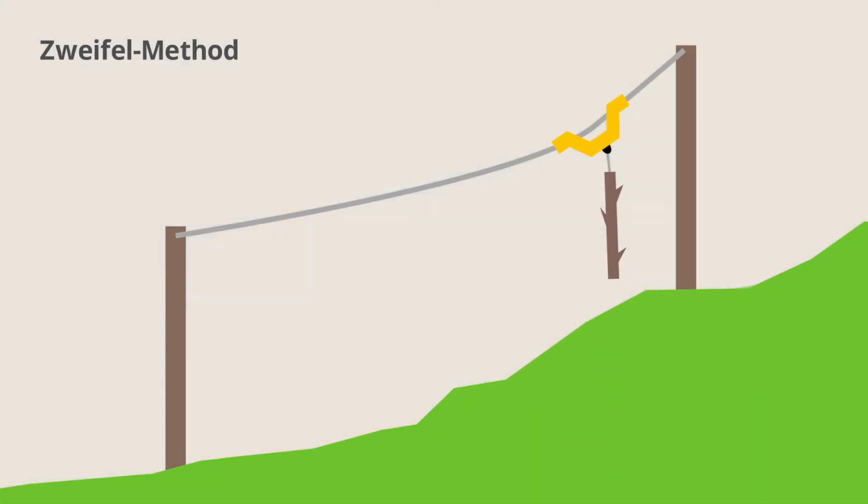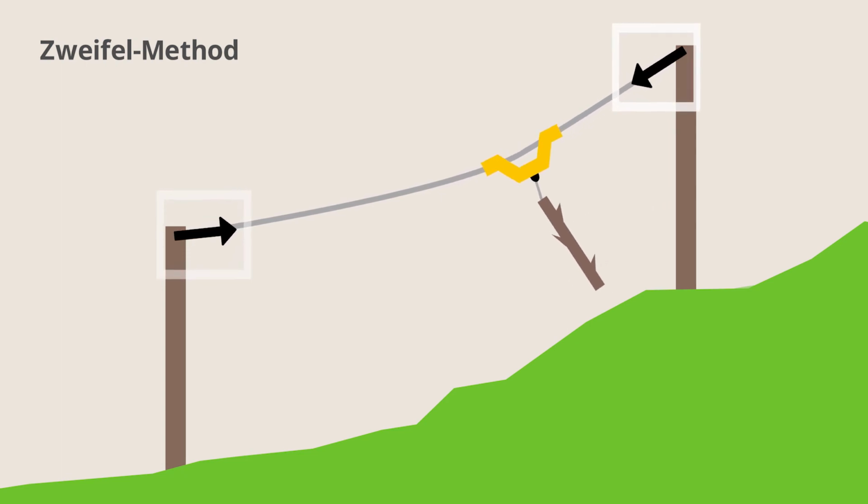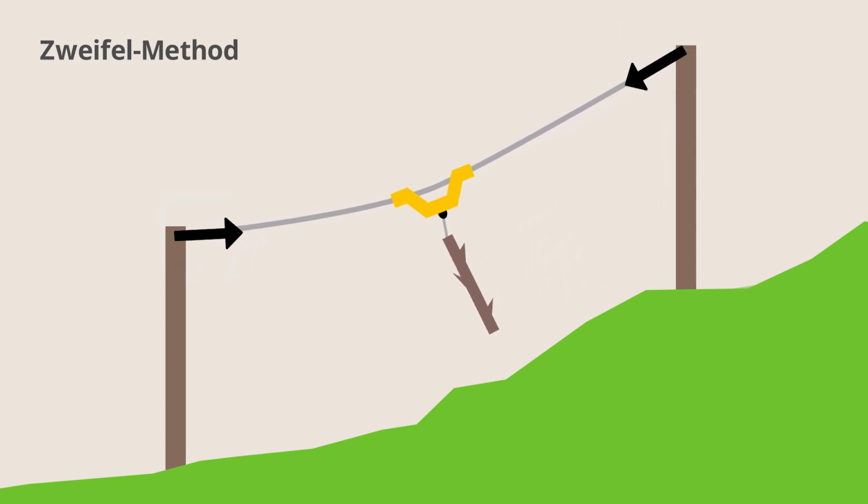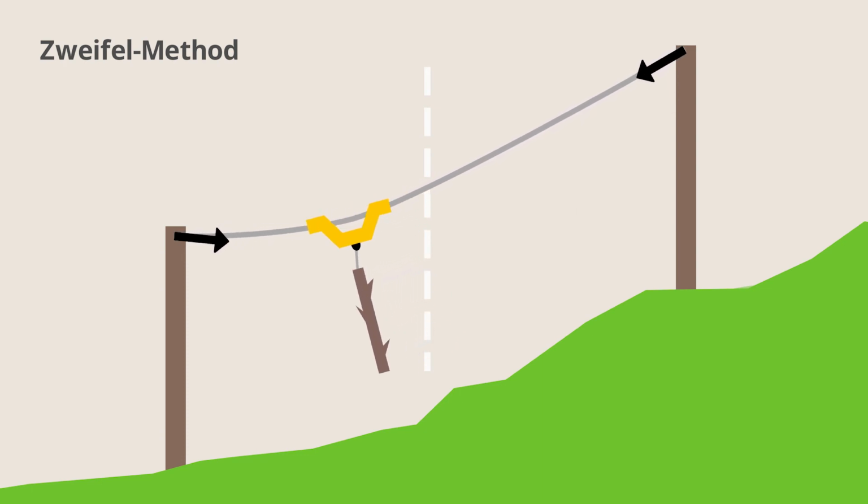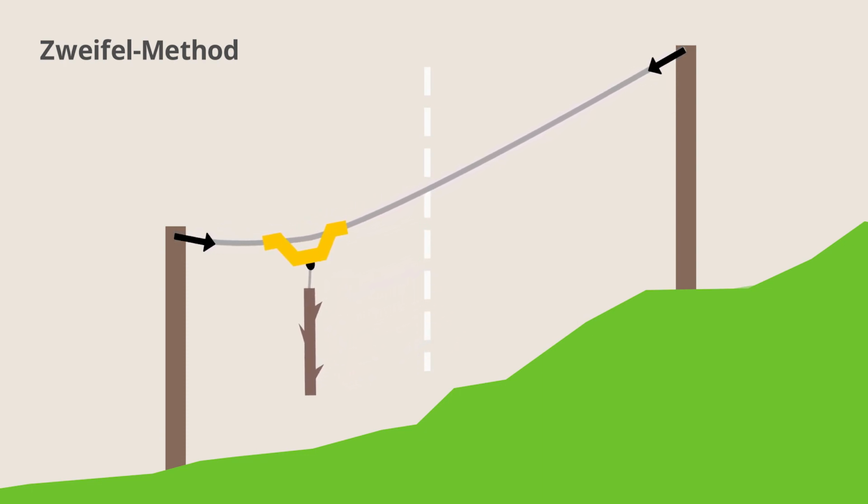For forester cable yarders, however, the skyline is fixed at both ends. As a result, the skyline tensile forces are changing when a load is moving and reach their maximum in the middle of the span. This can be described mathematically with nonlinear systems of equations. This is also referred to as the catenary.